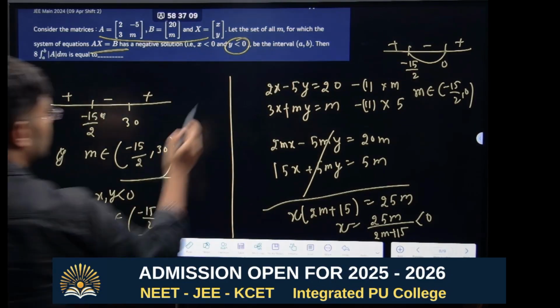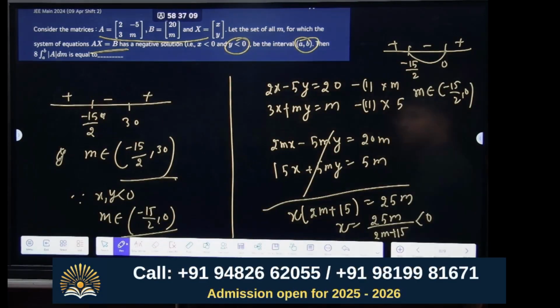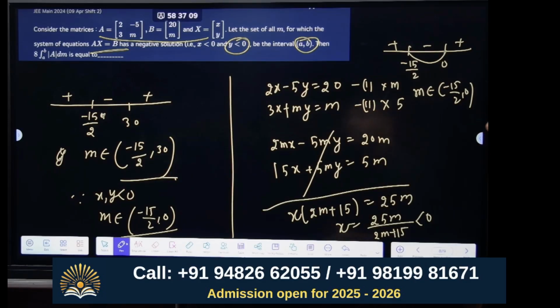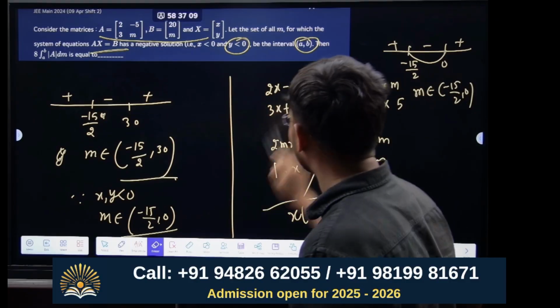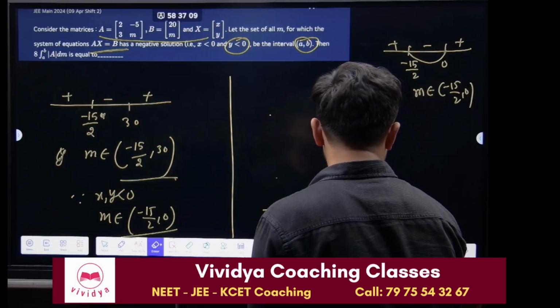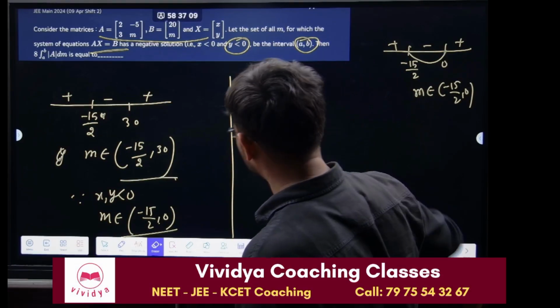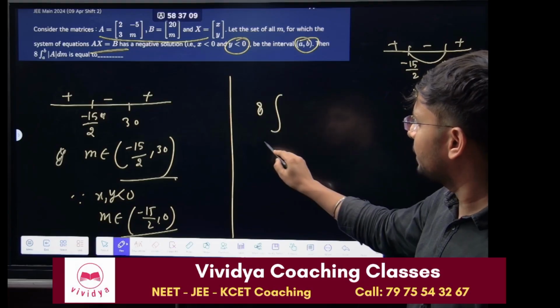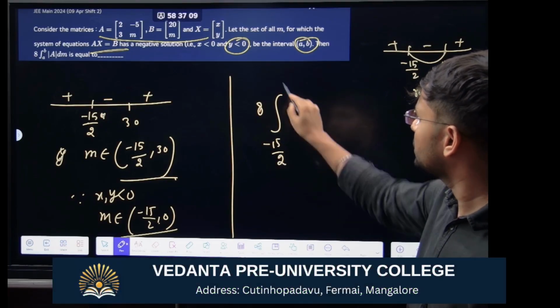So I got the interval. A is minus 15 by 2, B is 0. And once you got this interval, then you have to solve. So after this, you have to solve this integration. So integration 8 times, minus 15 by 2 to 0.